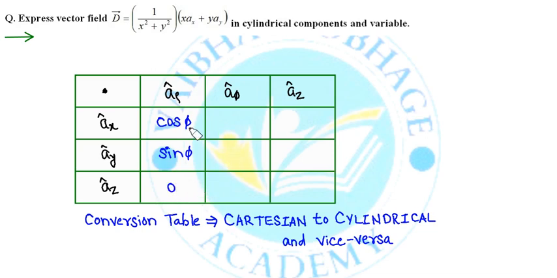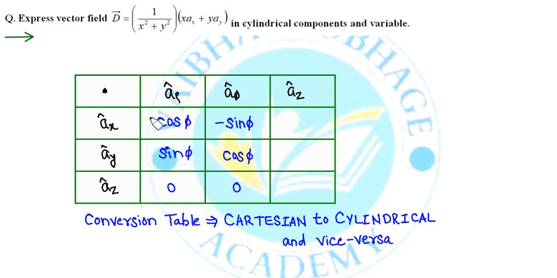That will be 0. Now similarly, the dot product between ax and a phi component will be equal to minus sin phi. Again, I would like to tell you that my handwriting is not as good as yours, so you just have to adjust with that. Now, the dot product between ay and a phi component will be what? That will be cos phi. And the dot product between az and a phi component will be equal to 0.